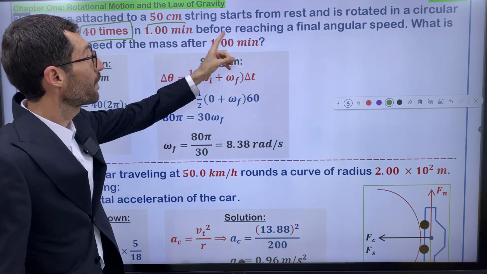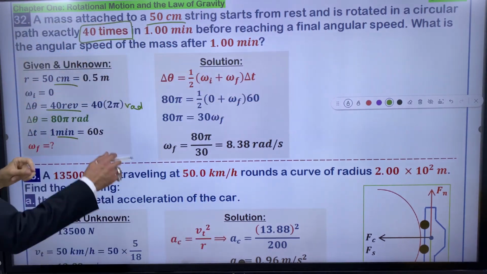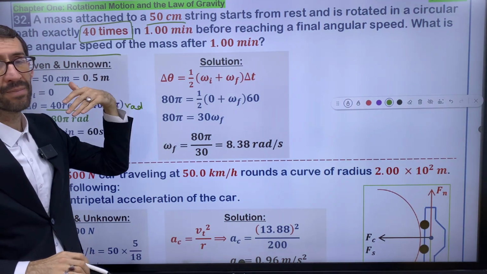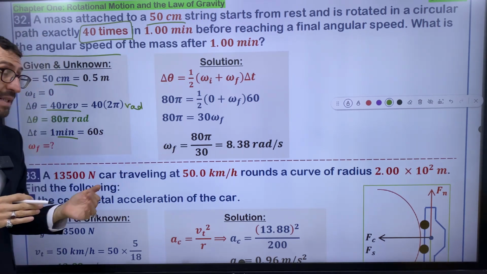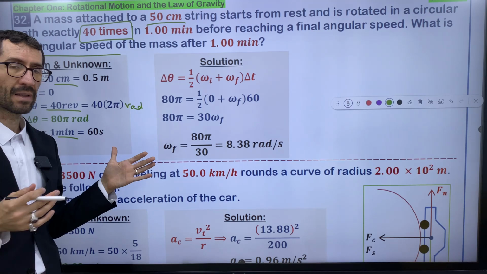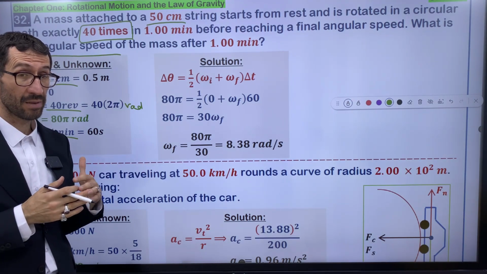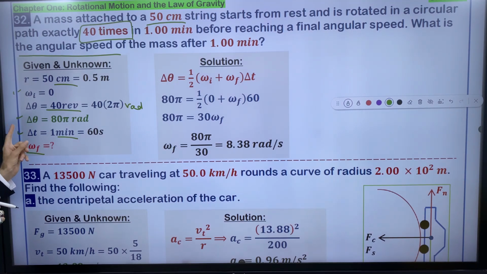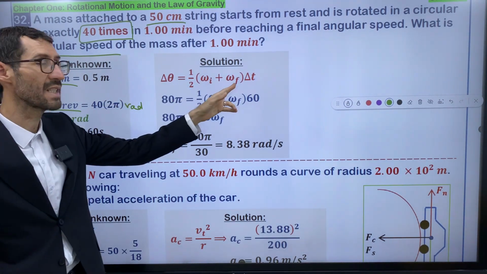It says before reaching a final angular speed, what's the angular speed of the mass after 1 minute? It means we look for omega final. So which rule is convenient here? We have delta theta, delta t, omega I 0, and we look for omega. So look for a rule among the kinematic equations, right? We had 4 kinematic equations. Look for the rule that contains delta t and delta theta, omega I and omega F. So this rule is convenient.